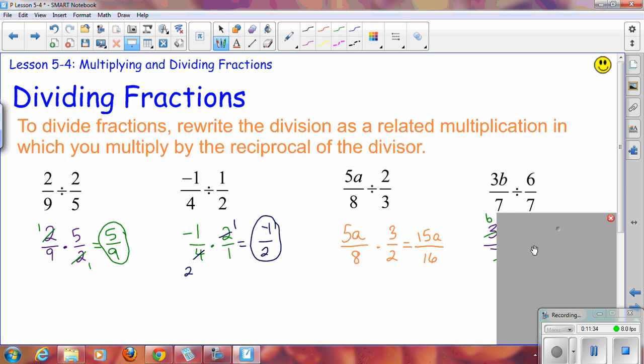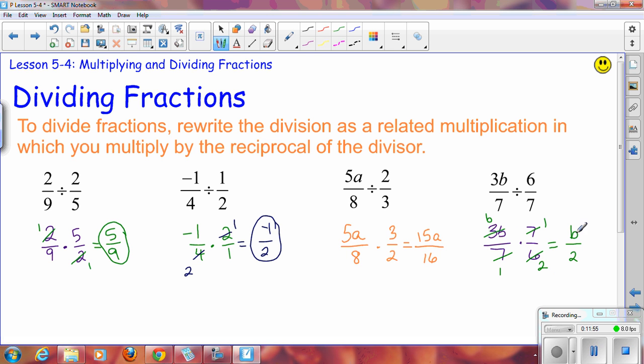On the second problem, you rewrite the first number, 3b/7. Write a multiplication sign. Flip the second number, it becomes 7/6. And you'll notice the two 7's are both divisible by 7. They become 1's. And the 3 and the 6 are both divisible by 3. 3b becomes b, and 6 becomes 2. And when we multiply across, b times 1 is b, and 1 times 2 is 2. Our answer is b/2.